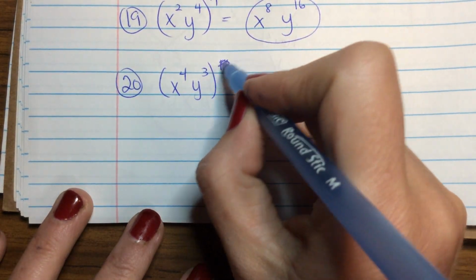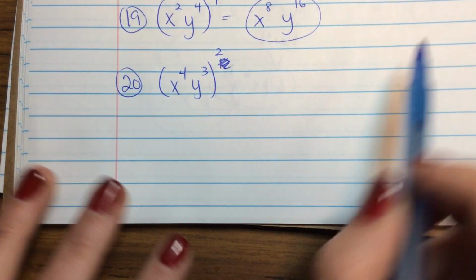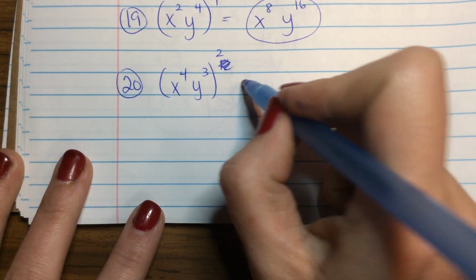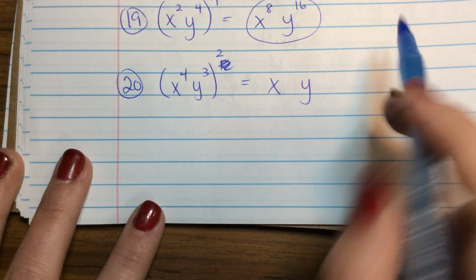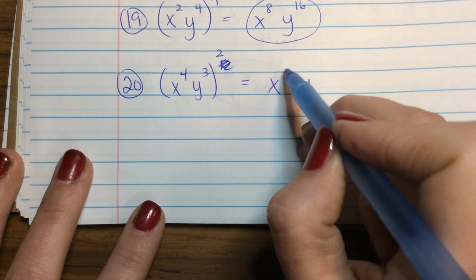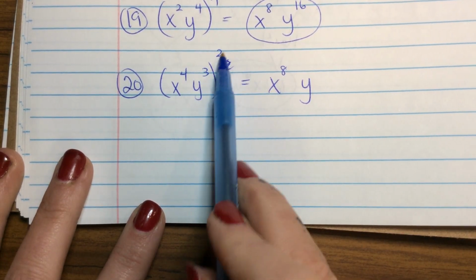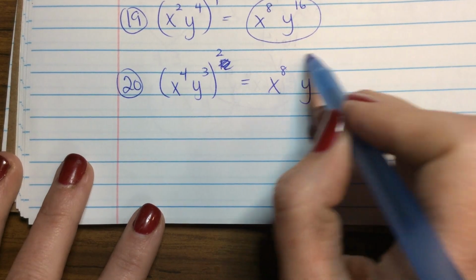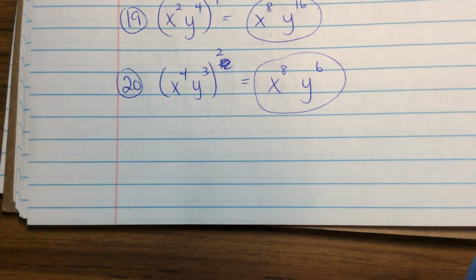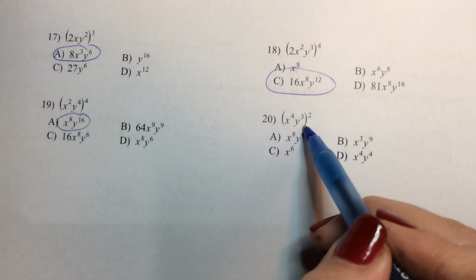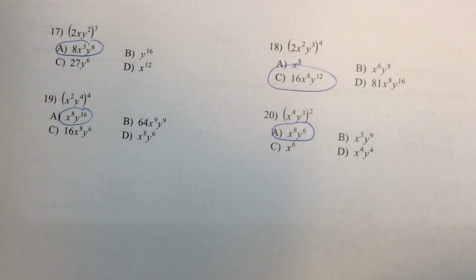Whoops, that's 2, not a 12. Okay, so we have, I'm going to keep my x and keep my y. Then we have 2 times 4, which is 8, and then 2 times 3, which is 6. And that is our final answer. So x to the 8th, y to the 6th.